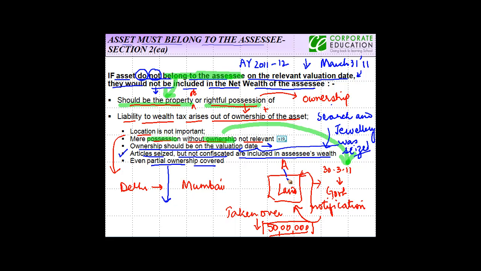So if this land was, let's say, divided into two parts, one belonging to A and one belonging to B, even though A owned this land partially, the proportionate value belonging to A is going to be included in his net wealth.